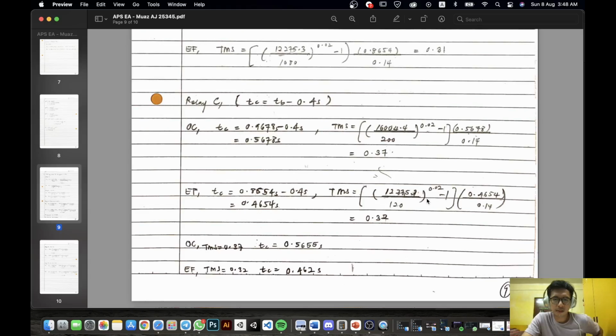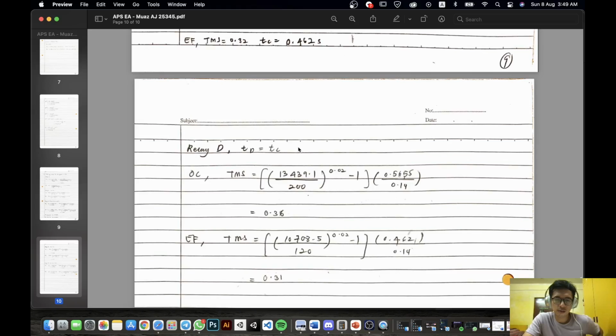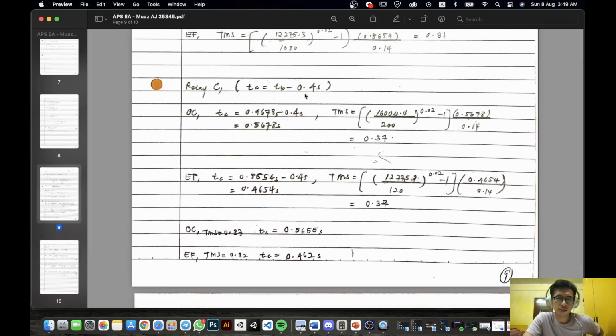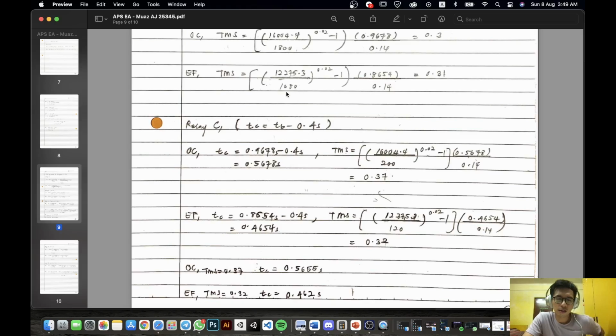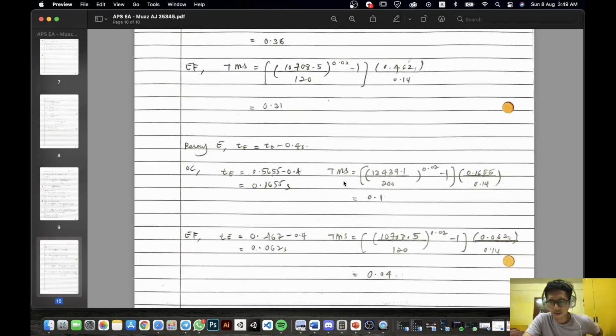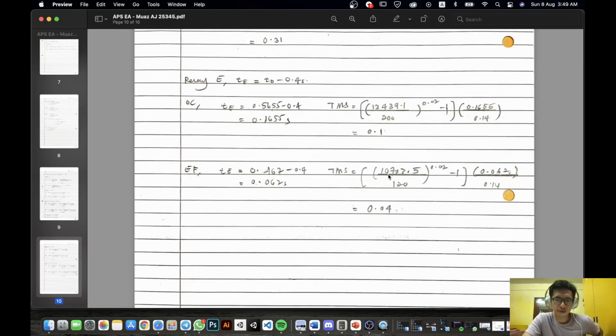Then we got the new TMS for OC and EF, and we renew the time, because the TMS is not exact and might have more decimal points, so we have to use the exact values of 0.37 and 0.32. These values are then used for TD, so TD equals TC, with the same calculation as well. We have been changing the current from the current transformer here, so it's 300 120, but essentially you just use the same formula until relay E, which we calculated, and we got 0.1 and 0.04.